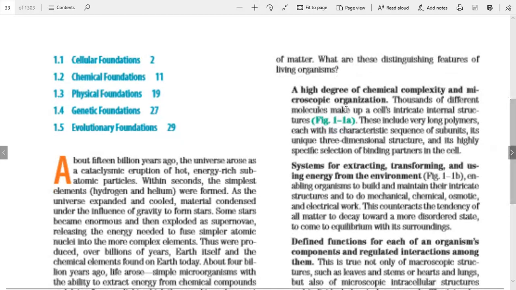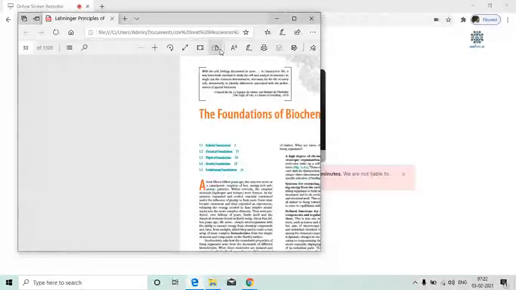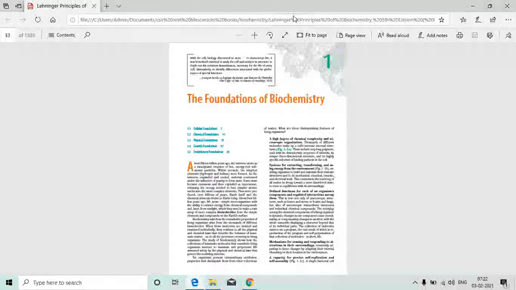So what they have done is they have divided the chapter into five parts: cellular foundations, chemical foundations, physical foundations, genetic foundations, and evolutionary foundations. Cellular, chemical, physical, genetic, and evolutionary foundations. Now, we will discuss the various topics one by one.